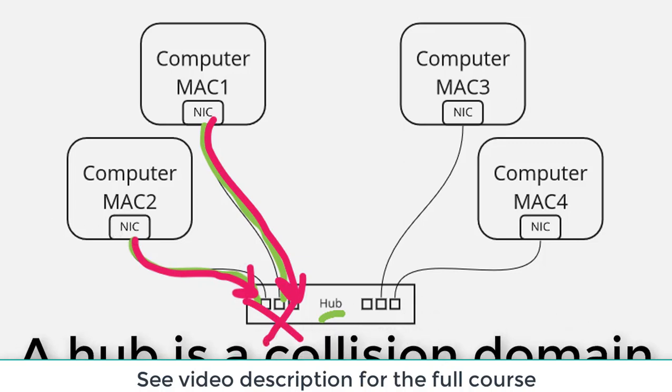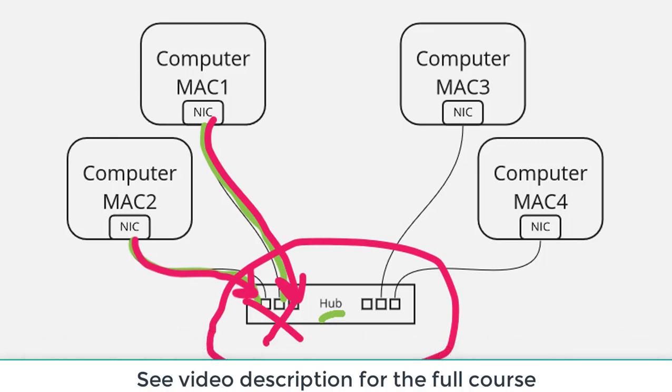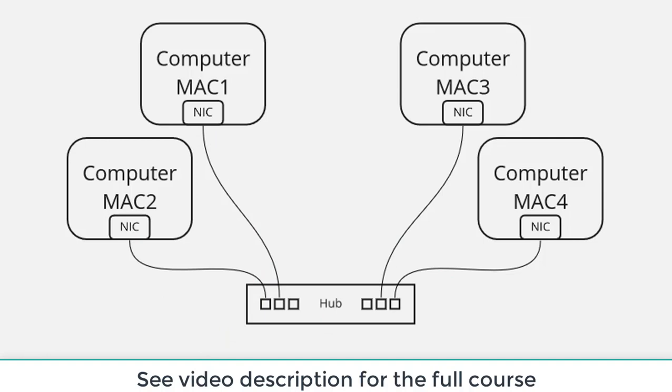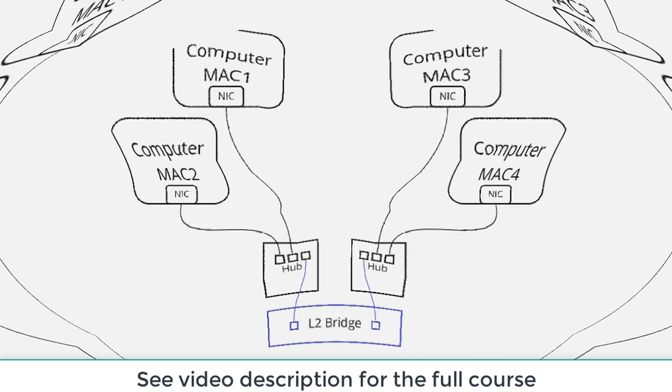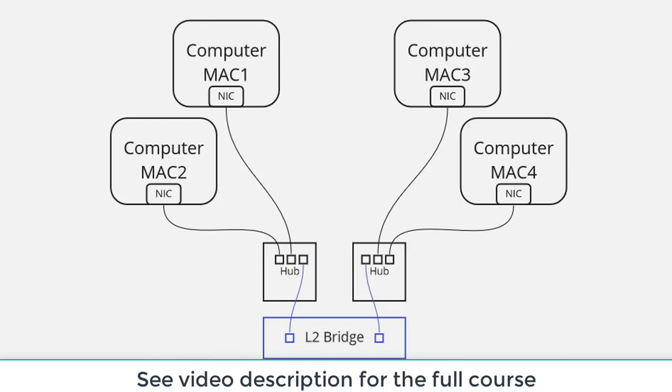So one of the problems with hubs is we have these collision domains. The collision domain means that every single device attached to this hub cannot transmit at the same time. They have to take turns. And so to combat this, one of the early technologies that came out and improved this situation was something called a bridge.